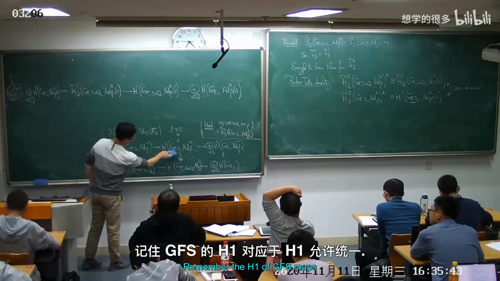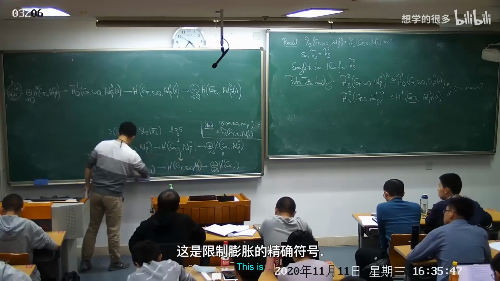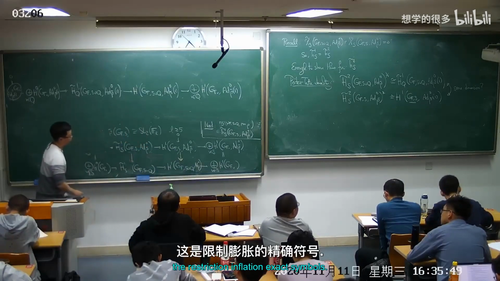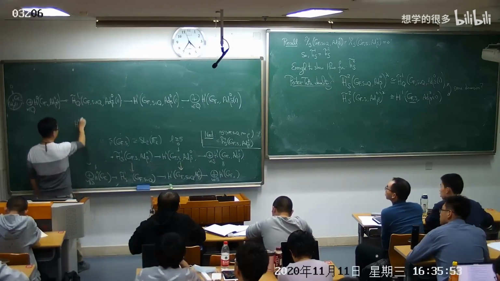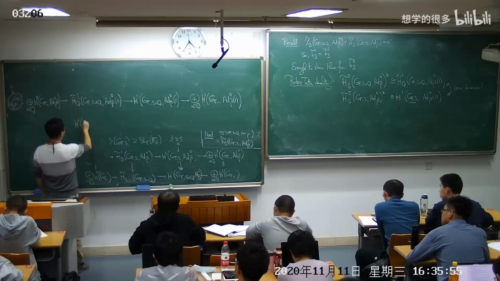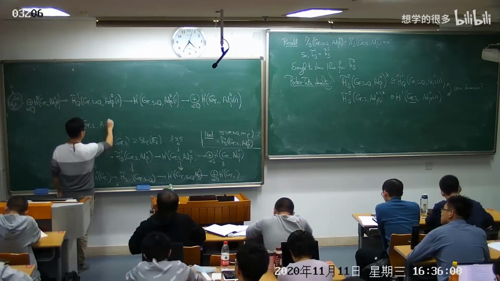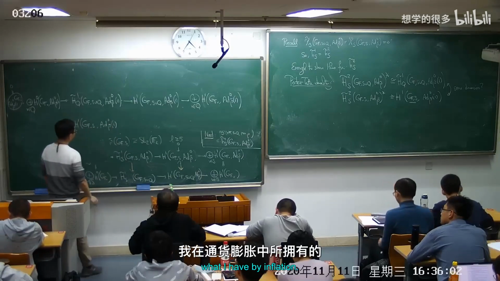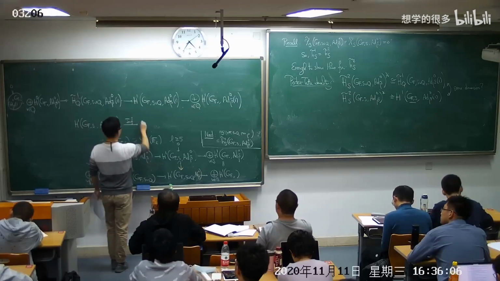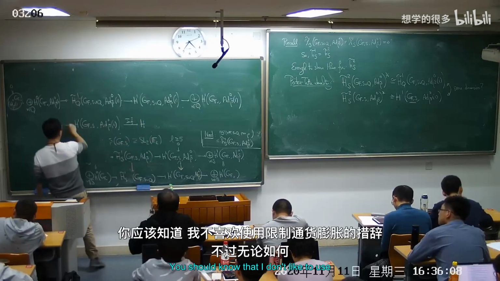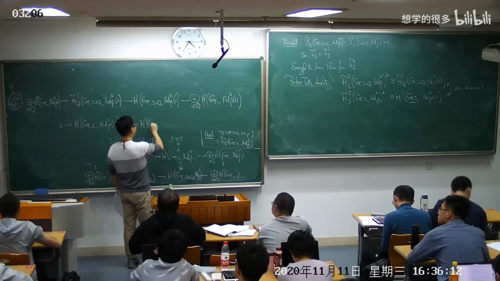Remember, the H1 of G_{F,S} maps to H1 of F, allowing ramification. This is the restriction inflation exact sequence. This is the inflation part. So this is what I have by inflation. You should know that I don't like to use inflation restriction kind of language, but anyways.